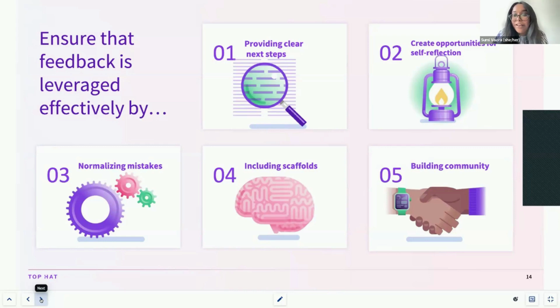Finally, remember that feedback doesn't always have to come from you, and it's an excellent opportunity to build community amongst the learners in your classroom. This is an opportunity to lean into peer review or peer coaching moments where students can compare responses, practice explaining concepts, or even coach each other on low-stakes exercises through discussions in class or even forums outside of the classroom. These are just a few strategies that are going to help you ensure feedback is leveraged effectively.